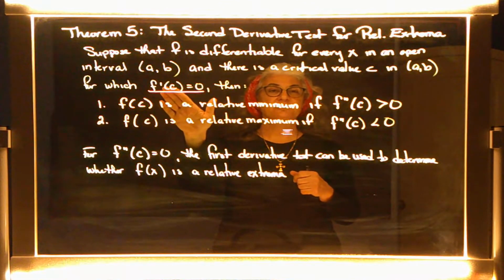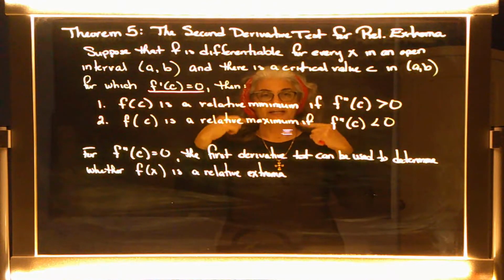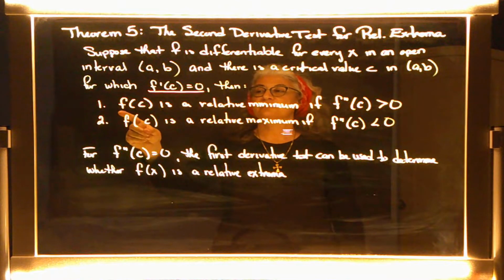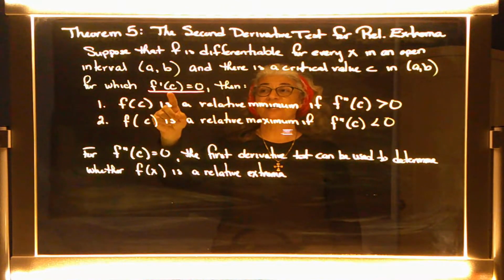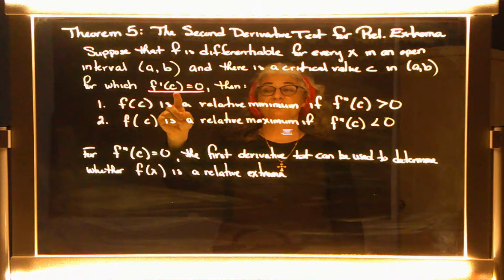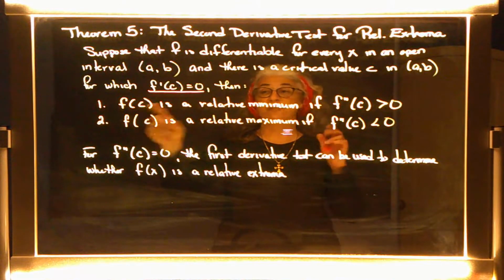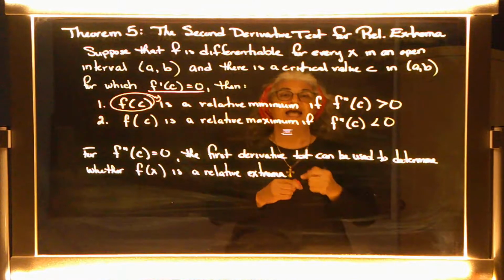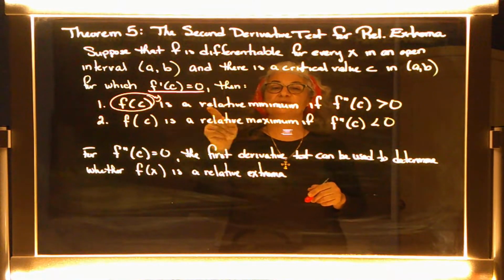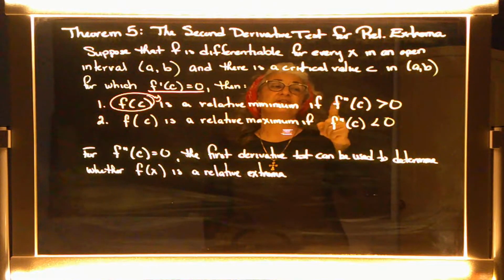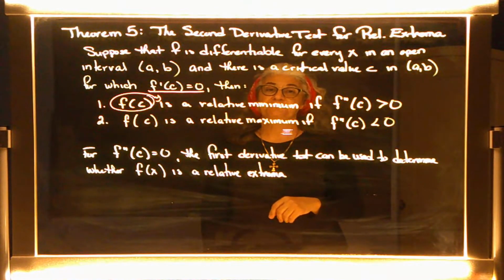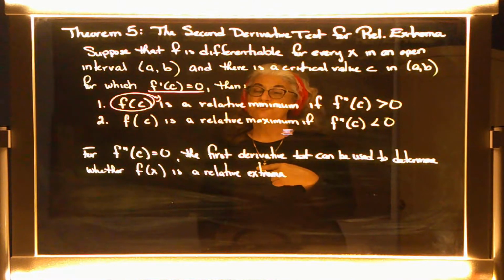We find the critical value like usual. And here's where we change it a little bit if we want to. Remember, after we found that critical value, we plugged that critical value into the original function and found the y value, didn't we? This is the y value. And it's telling us the y value is a relative minimum if the second derivative at that number is greater than 0.